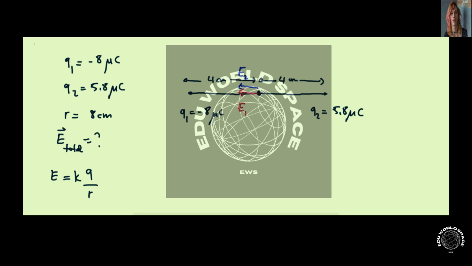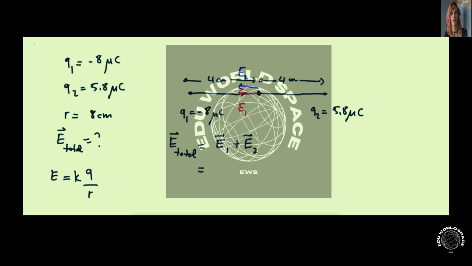In order to calculate the total electric field at that point, we need to find these individual fields, write them down in vector form, and take the summation from the superposition principle, right?